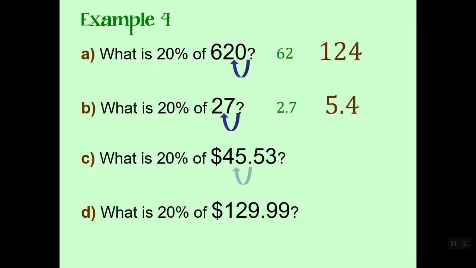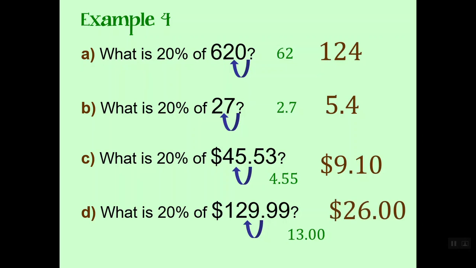20% of $45.53. First we get to that 10%, $4.55, and then doubling that. This one might be a little harder to do in your head. You could use a calculator. You could write it down. Doubling that gives us $9.10. 10% of $129.99 is $13. Doubling that is a little bit easier in your head, $26.